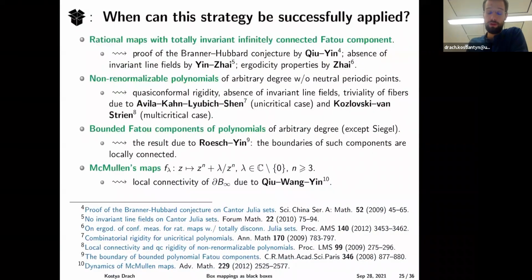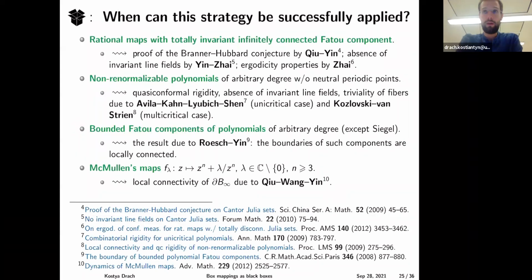And with that strategy, quasi-conformal rigidity, absence of errant line fields, and triviality of fibers was first proved by Avila, Kahn, Lyubich, and Shen in the unicritical case, and then it was proved by Kozlovski and van Strien in the multi-critical case.